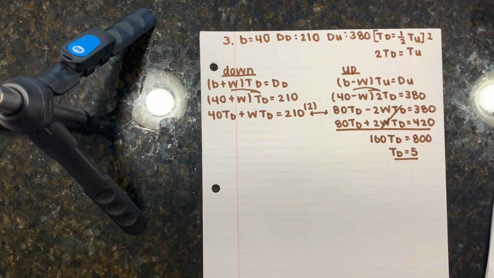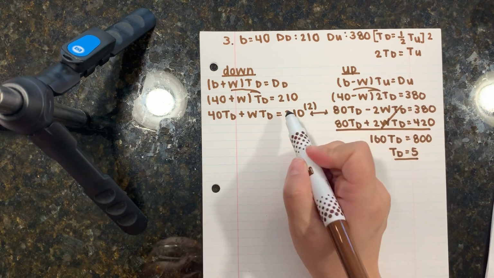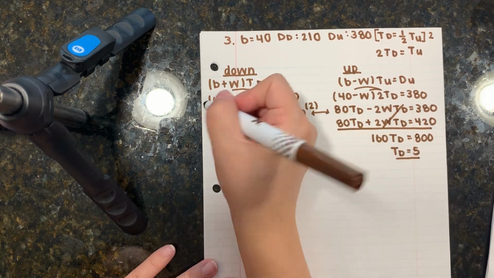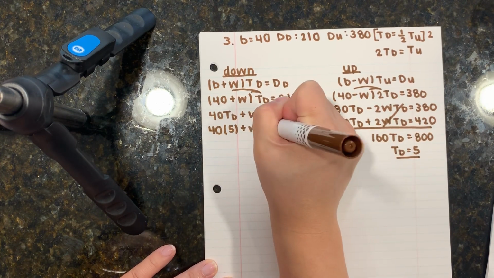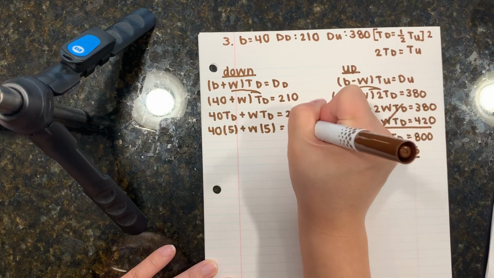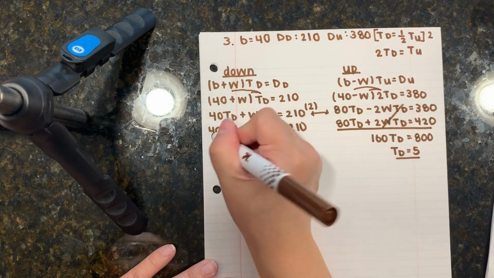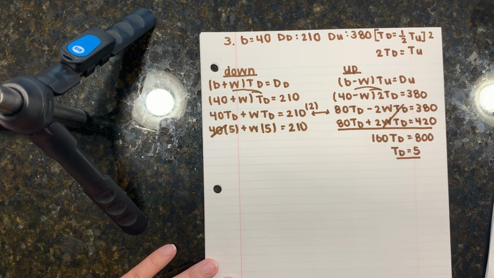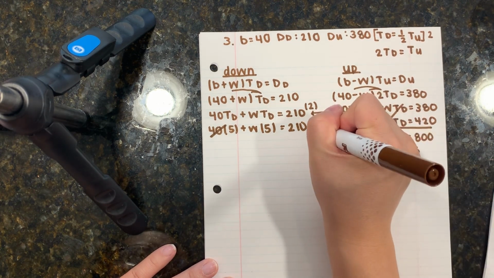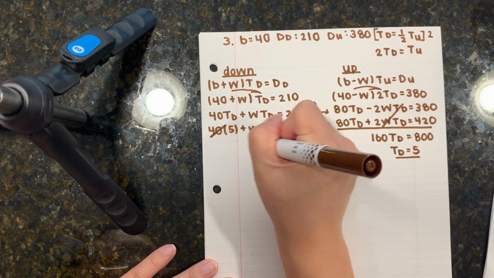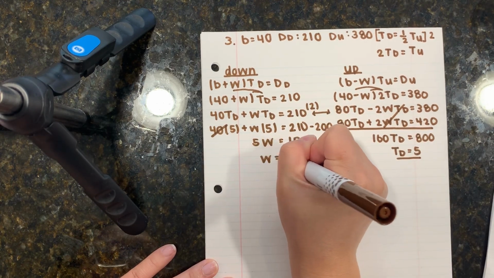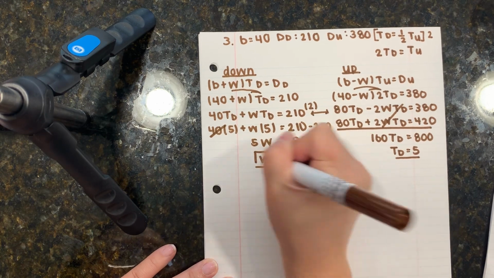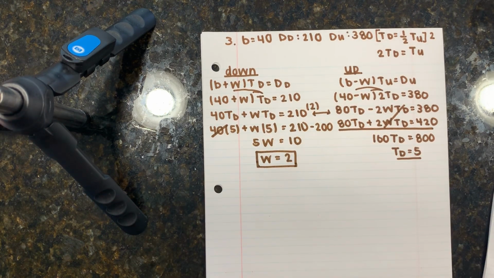But remember, that's not what you're trying to solve for. You're trying to solve for the speed of the current, the W. So now you can take this 5 and plug it into either of these equations to solve for what W is equal to. So if I plug it in over here, that would be 40 times 5 plus W times 5 equals 210. Now if I subtract 40 times 5 from the other side, 40 times 5 is 200, so I'm going to subtract 200. I'm going to get 5W is equal to 10. And when you divide both sides by 5, you get the speed of the current, W, is equal to 2. And that's the answer that you were looking for.